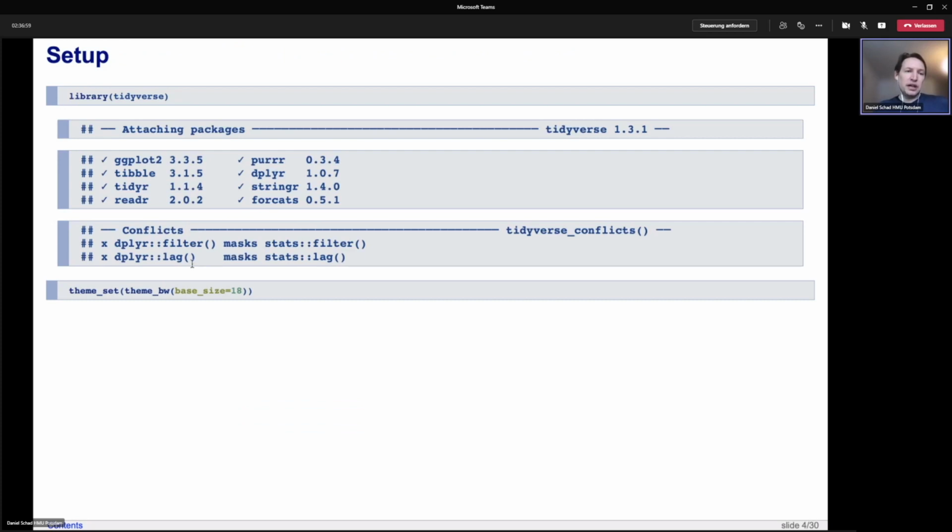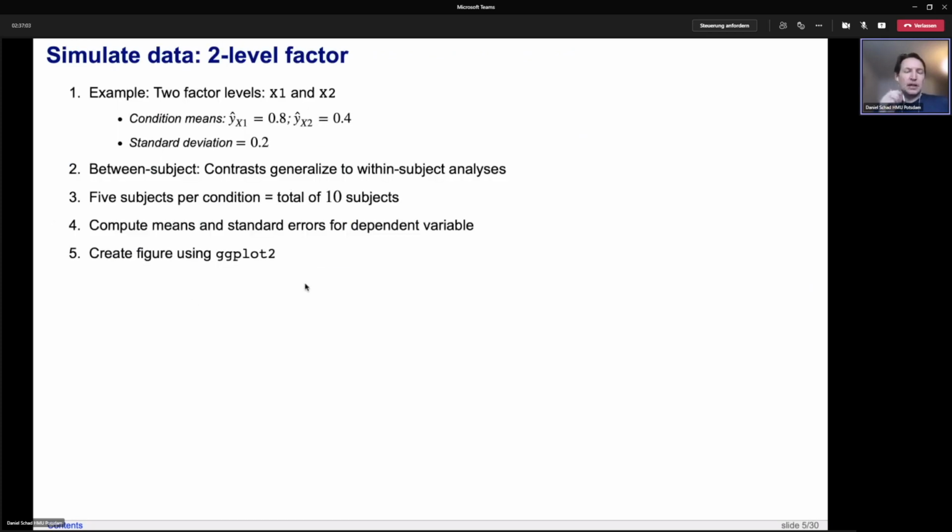We'll use a bit of tidyverse, but not much, mainly ggplot. I will first start with a very simple example, and note that in this very simple example, contrast coding might not be really important, but I want to show you how the contrasts work. I will start with a situation where we have one factor with two levels, the most simple factorial design, just two groups, x1 and x2. We assume that the condition means, so the mean of the dependent variable in group x1 and the mean of the dependent variable in group x2, are 0.8 and 0.4.